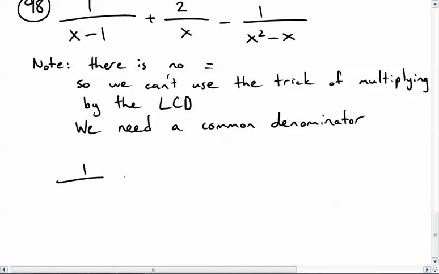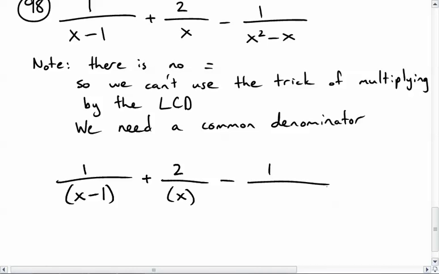So x minus 1 is a very different factor from x. These are two very different denominators. But the last one is kind of both of them in disguise. You can take x squared minus x and factor it, because x squared minus x both have a common factor of x. When you take out x, you're left with x minus 1. So it's actually the same as the other two denominators combined.